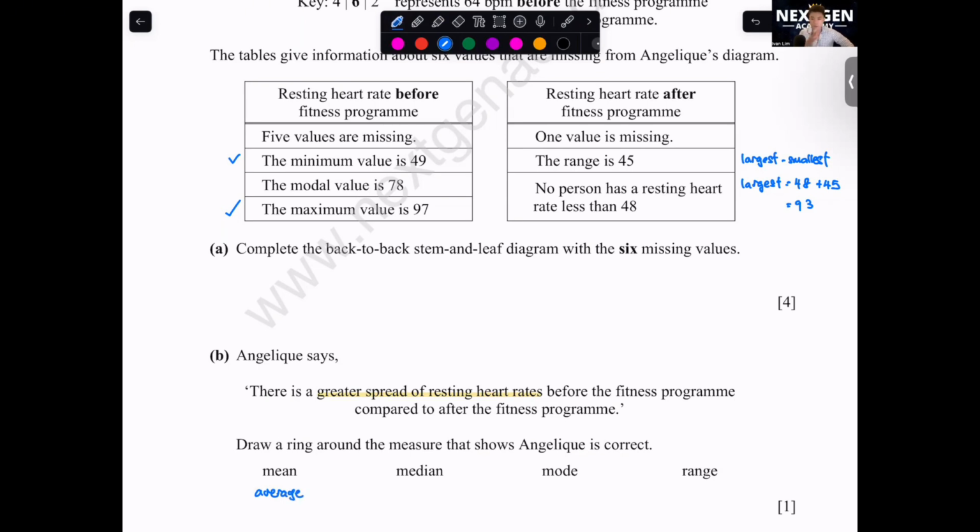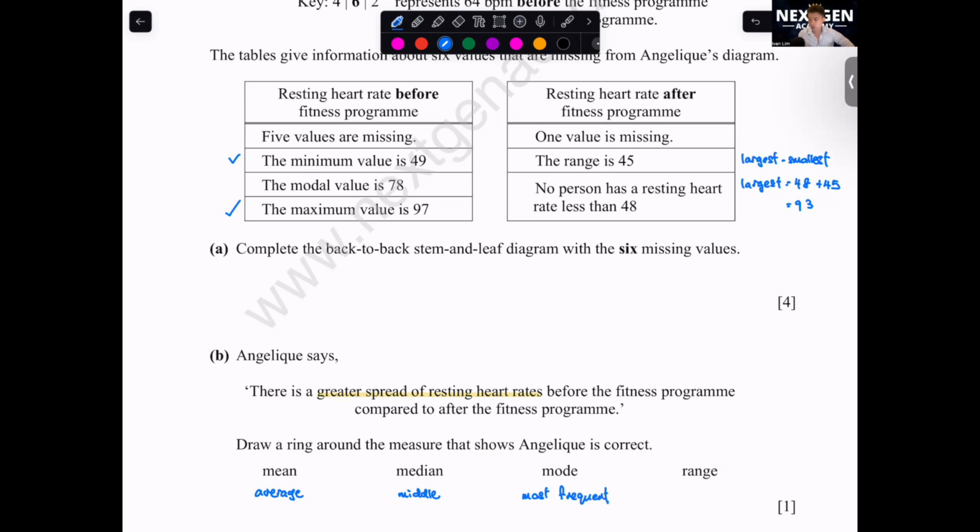Median, where is your middle value? Okay, in a way can sometimes be the average also. Okay, sometimes, not always the case. Mode means the most frequent, right? Okay, the most frequent value.